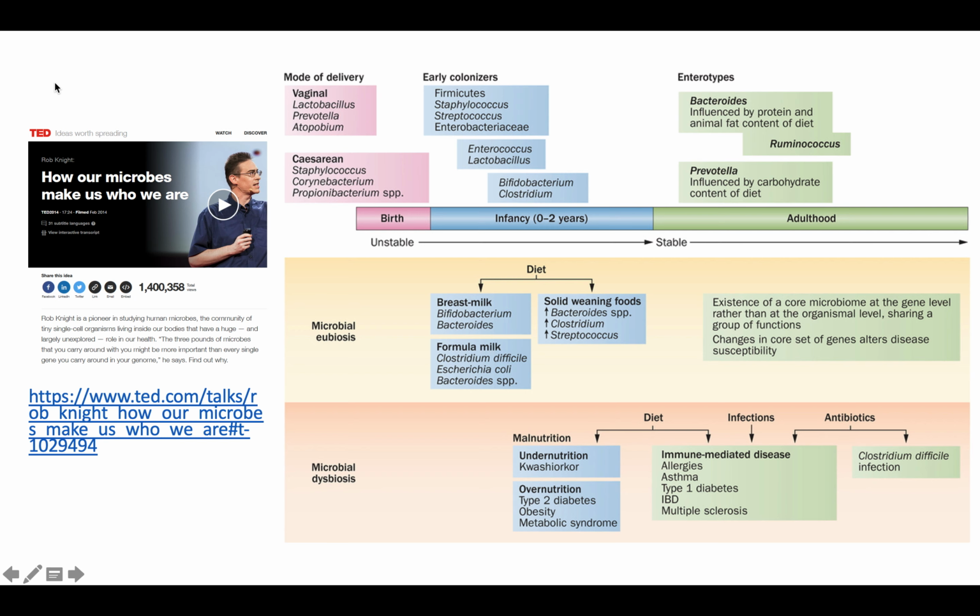Once you've acquired the initial bacteria, then we've got early colonizers. So this is between infancy and 2 years old. And you acquire this bacteria usually through your diet, the gut bacteria especially through your diet. And some of these would be your firmicutes, your staphylococcus, streptococcus, some gram-negatives of the Enterobacteriaceae.